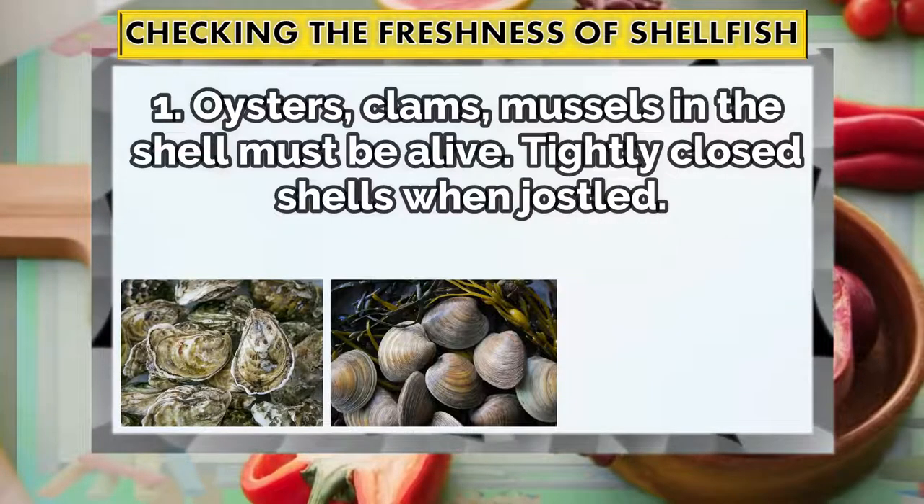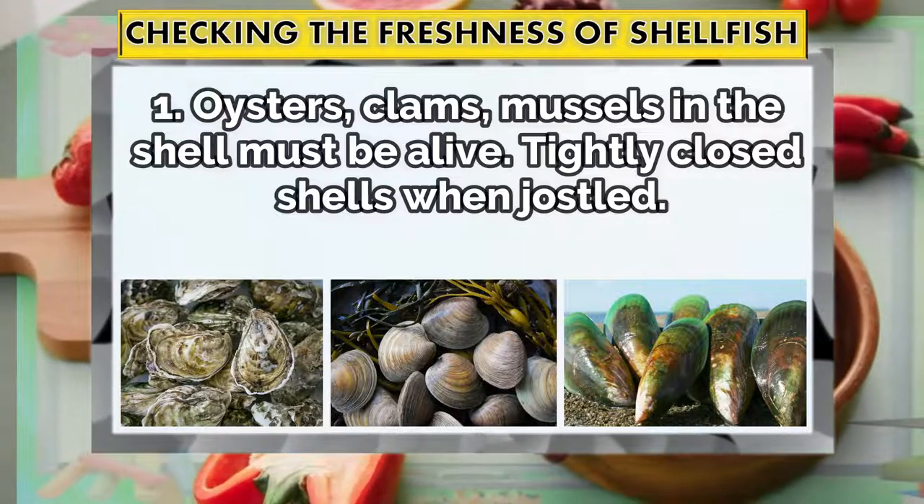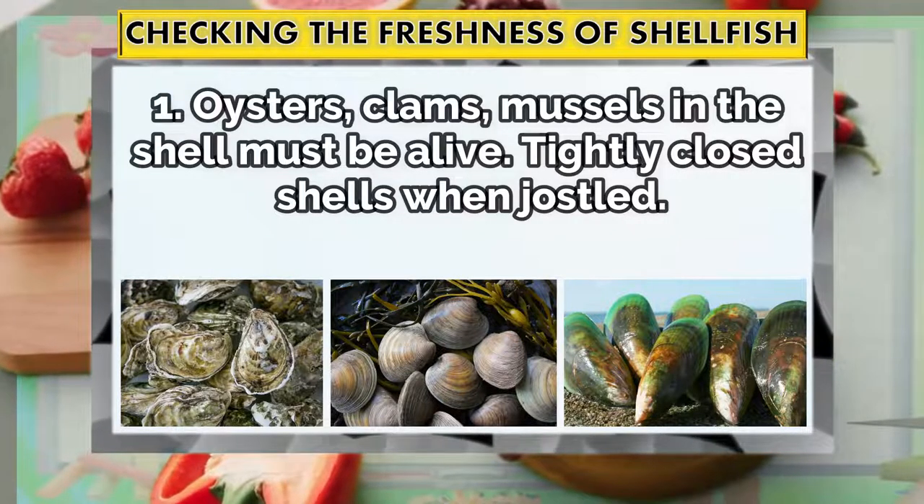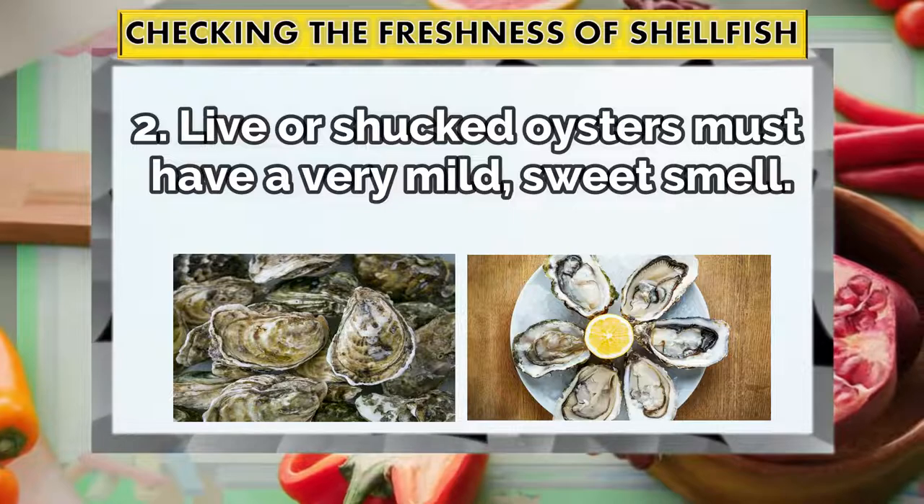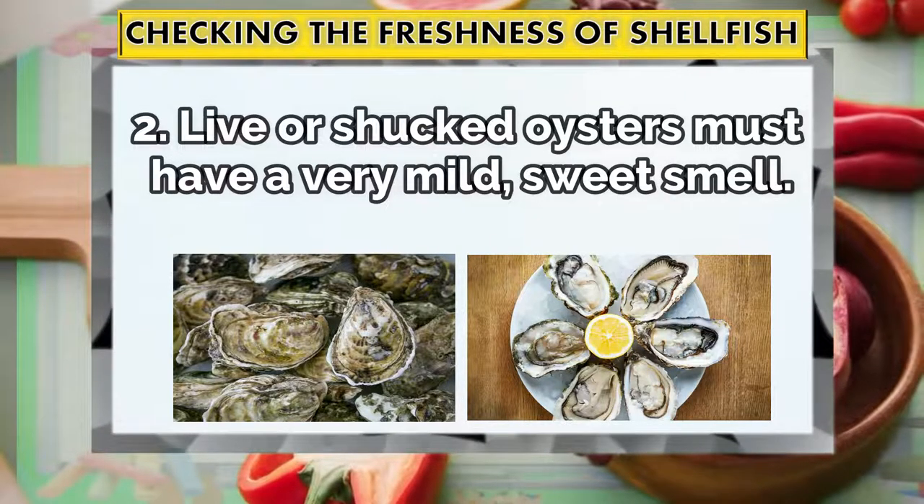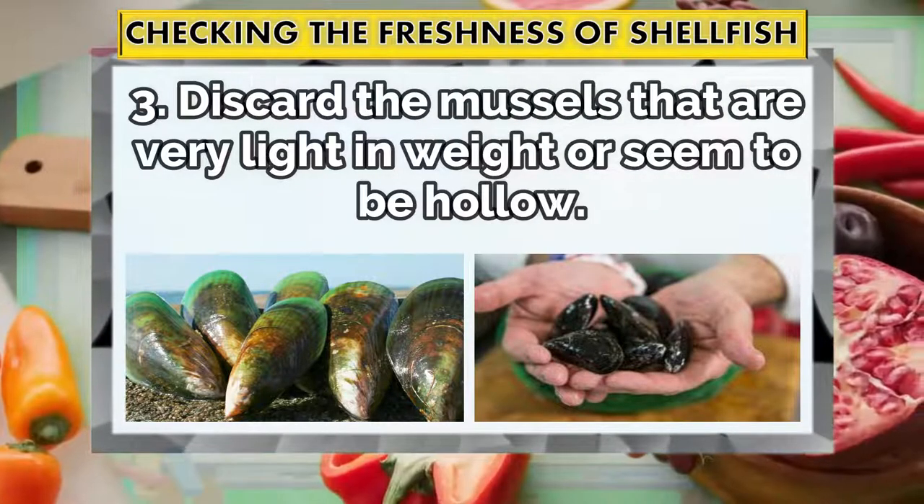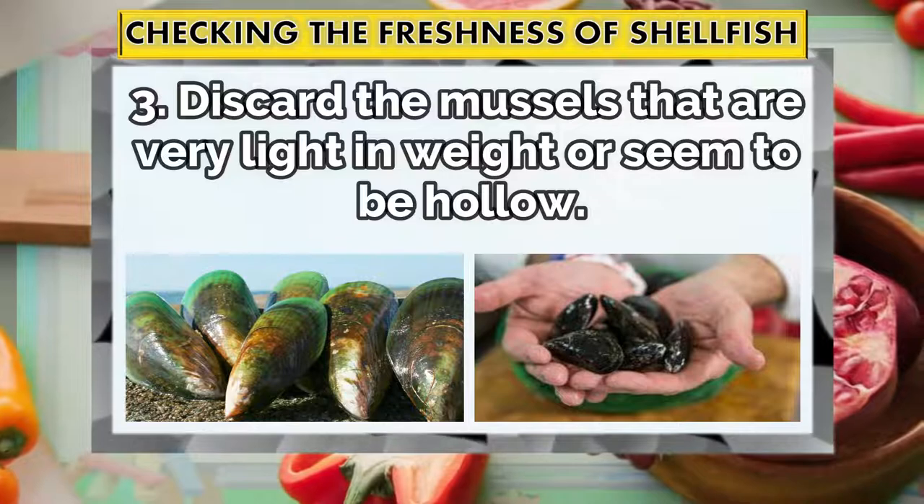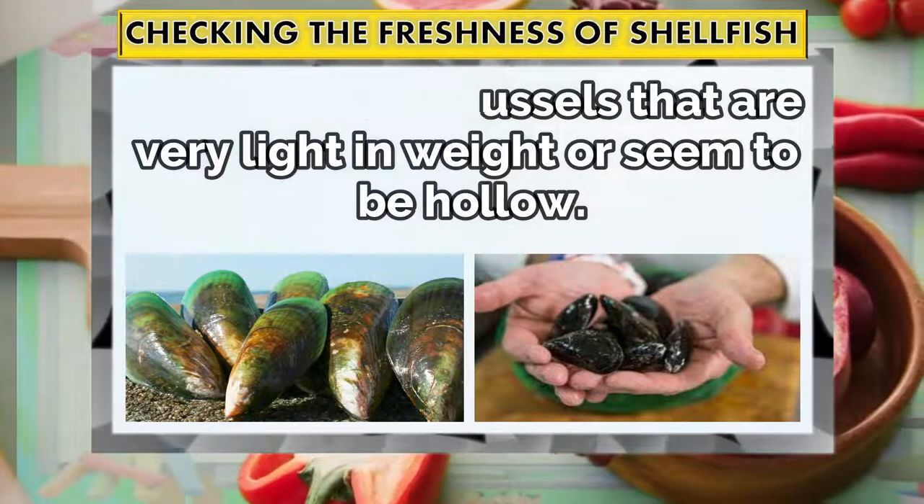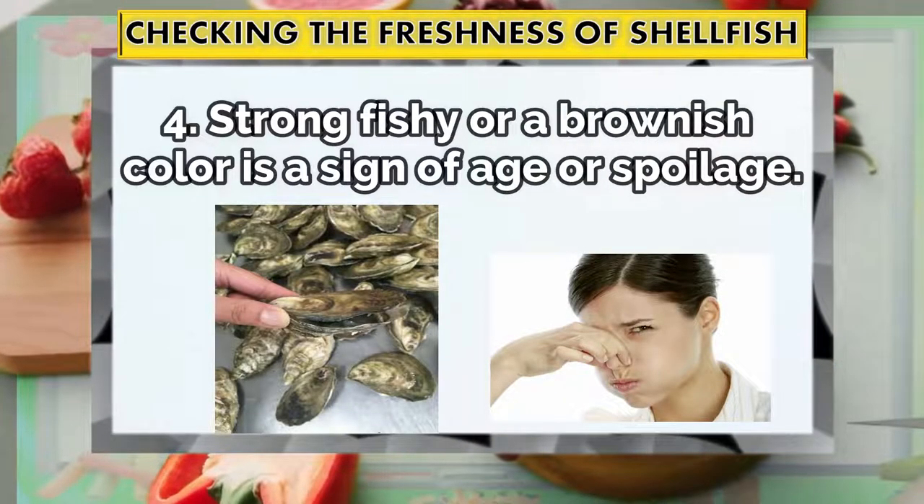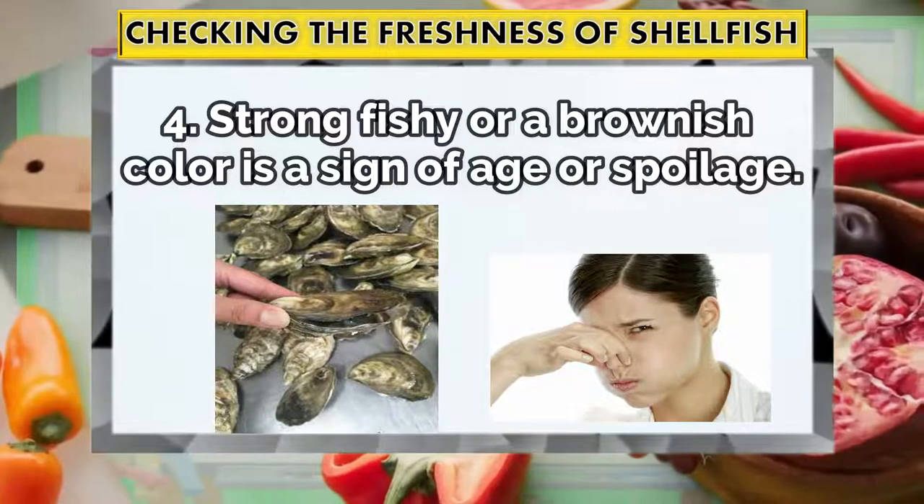Now let's proceed in checking the freshness of shellfish. Number 1. Oysters, clams, mussels in the shell must be alive. Tightly close shells when jostled. Number 2. Live or shucked oysters must have a very mild, sweet smell. Number 3. Discard the mussels that are very light in weight or seem to be hollow. Number 4. Strong fishy smell or a brownish color is a sign of age or spoilage.